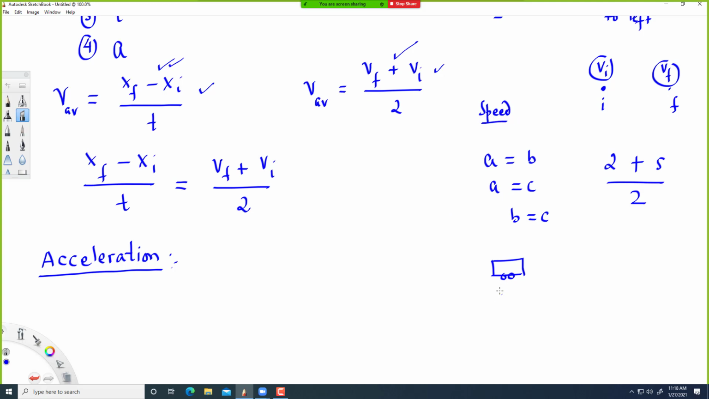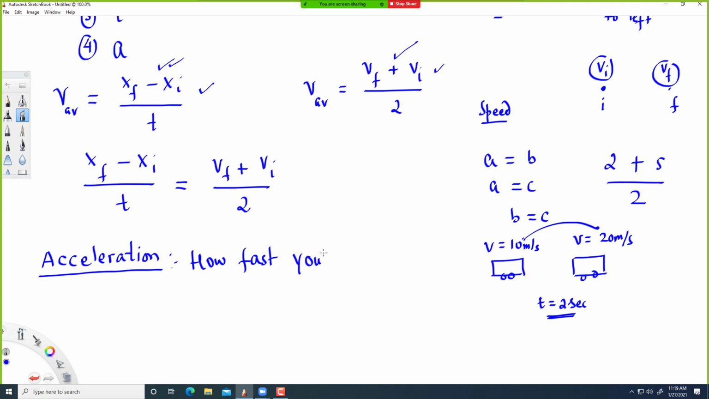So you are driving at some speed, let's say 10 meters per second or 10 miles per hour or whatever velocity, and then you change your speed to 20 meters per second. And it takes some time, let's say 2 seconds. So you're changing from one value to another value in a certain amount of time. That's the acceleration. So acceleration is, in layman's terms, how fast you're changing your velocity or speed.